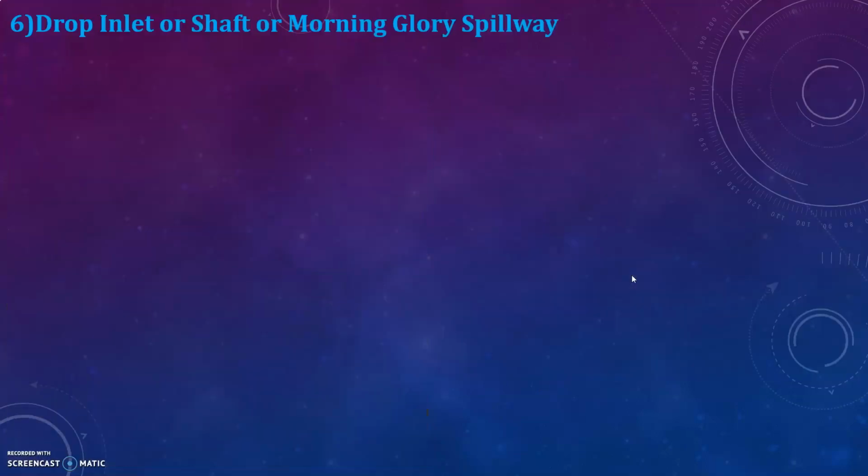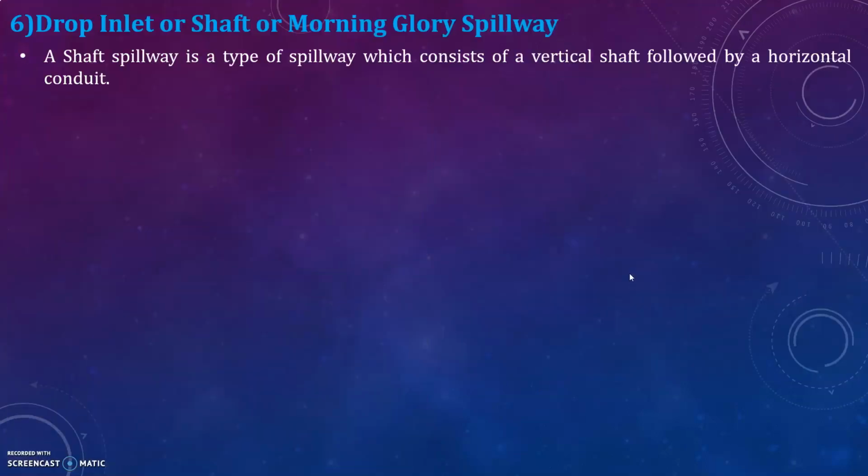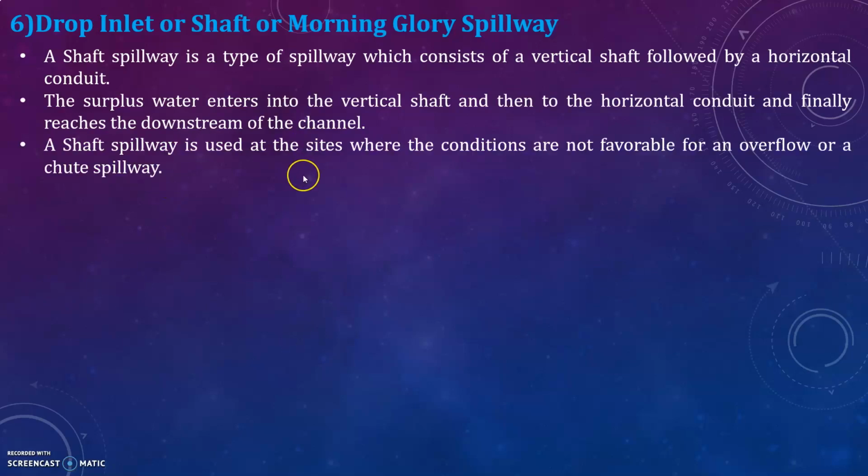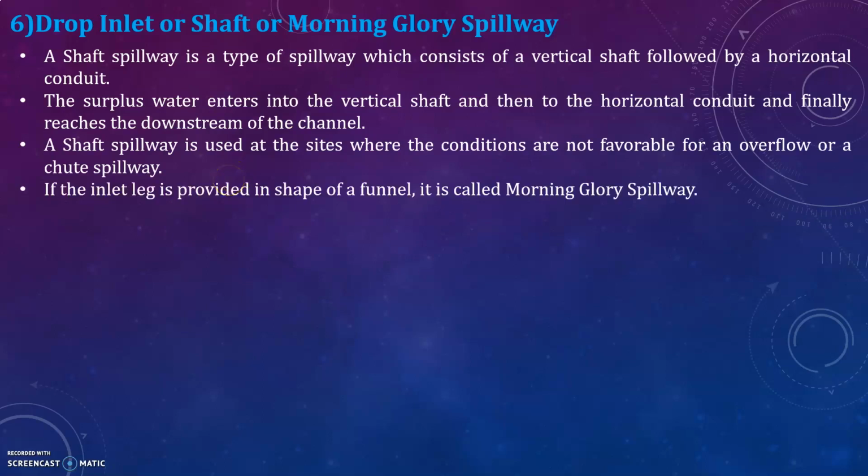Let us go through the other type, that is drop inlet or shaft or Morning Glory Spillway. A shaft spillway is a type of spillway which consists of a vertical shaft followed by a horizontal conduit. The surplus water enters into the vertical shaft and then to the horizontal conduit and finally reaches the downstream of the channel. A shaft spillway is used at the sites where the conditions are not favorable for an overflow or ogee spillway. If the inlet leg is provided in the shape of a funnel, it is called Morning Glory Spillway. It has maximum discharge even at low heads.